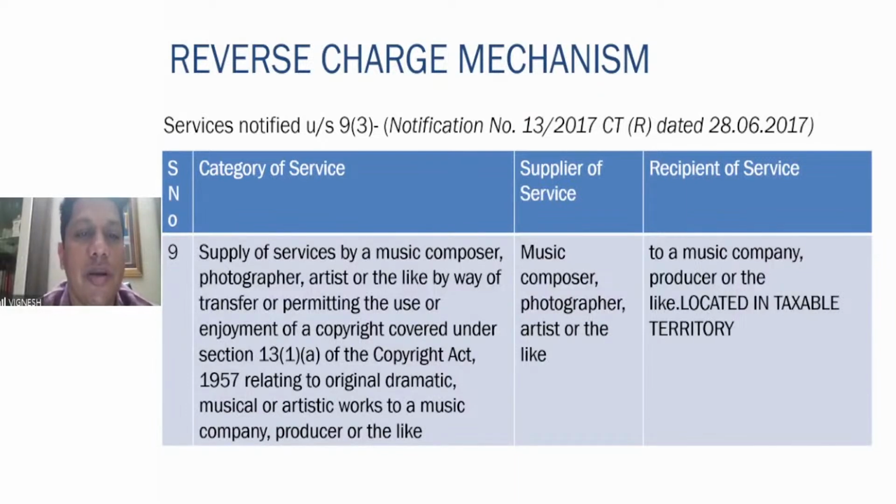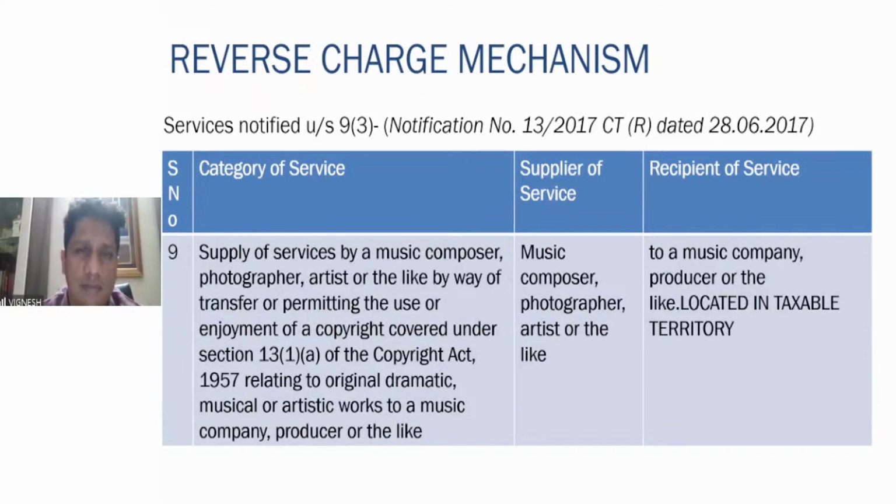Next one, services by a music composer, photographer, artist, etc., by transferring or permitting the use or enjoyment of copyright relating to original works. Okay, A.R. Rahman is there. His song Chaiyya Chaiyya was used in one movie called Invincible, I think. It was an English movie, a Hollywood movie, where it was used.